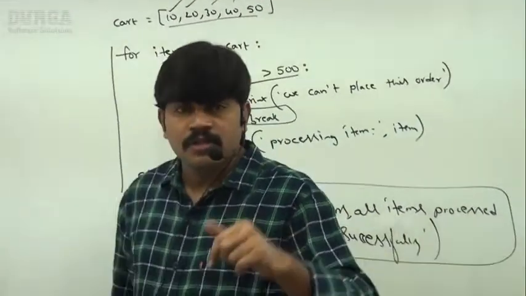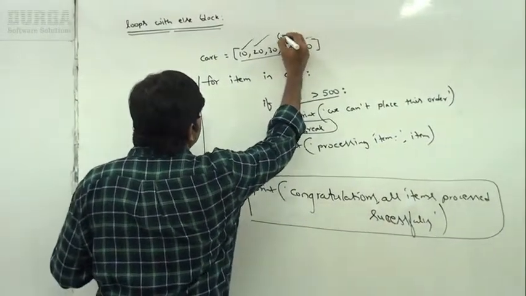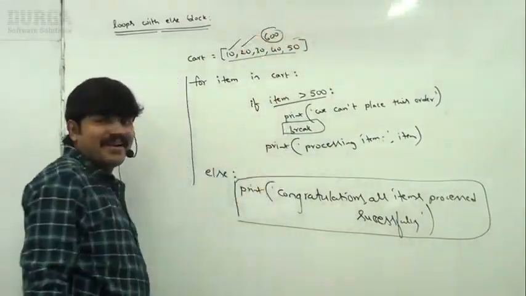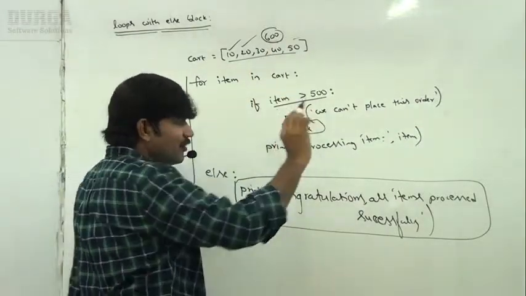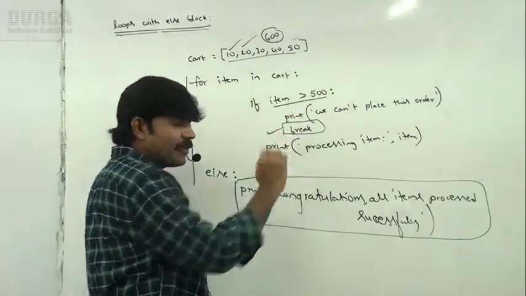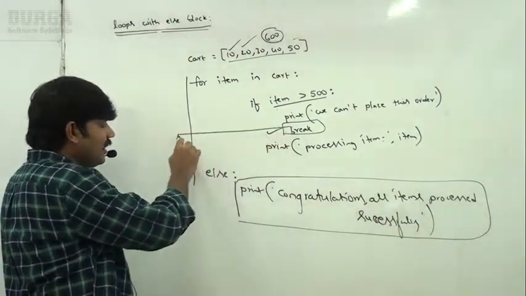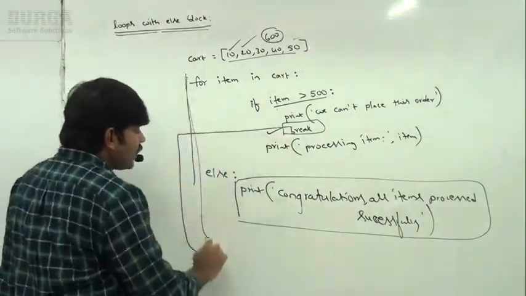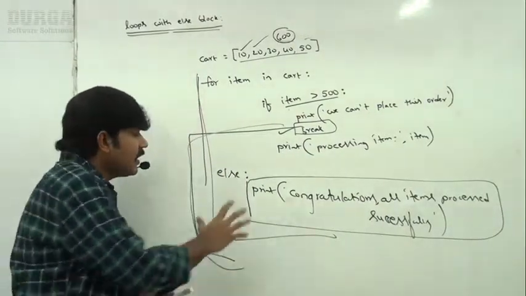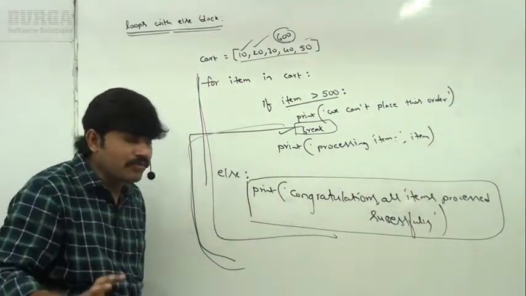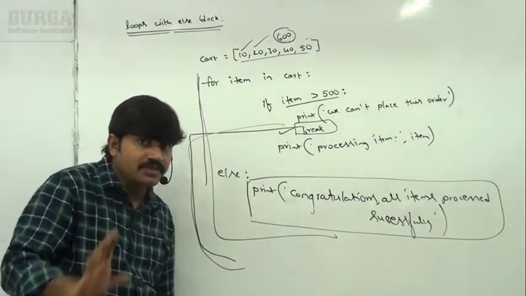Now I have one small doubt, sir. Suppose there is one item with a price of 600. If a 600 is there, insurance must be required. If the break statement is encountered, the control comes directly outside of this whole syntax. Remember this one. So in this case, the else part won't be executed. The control comes here, and else won't be executed.